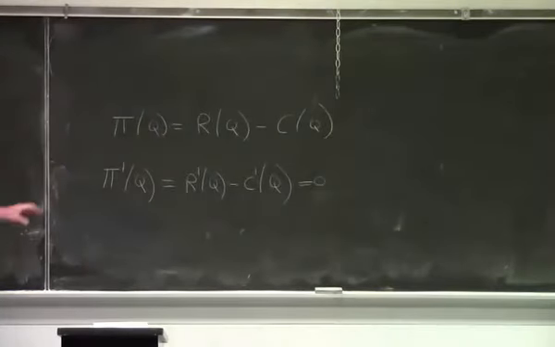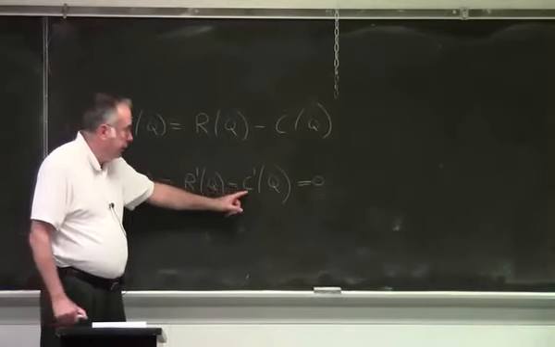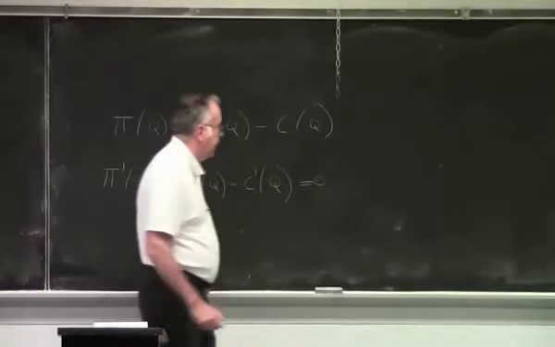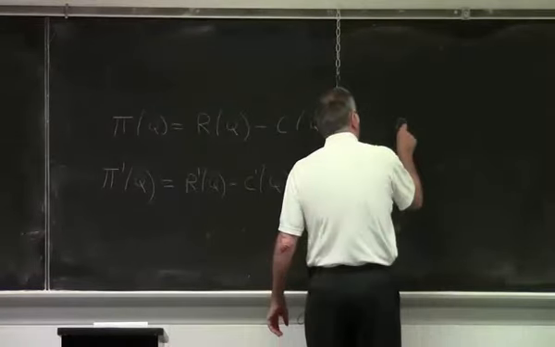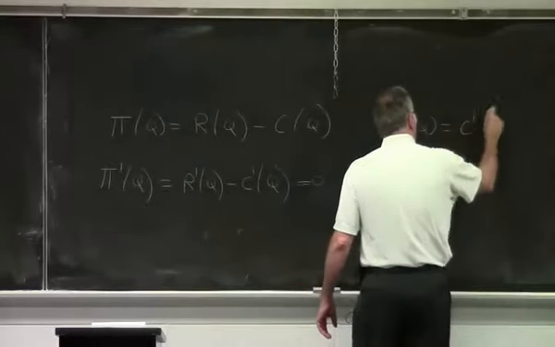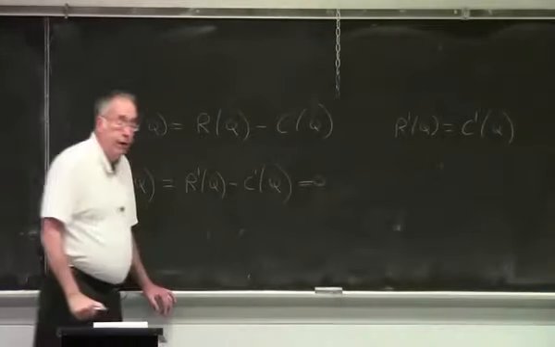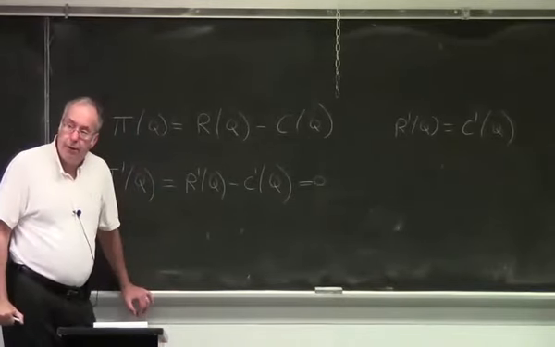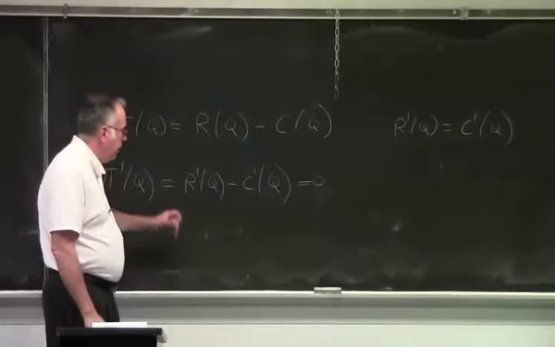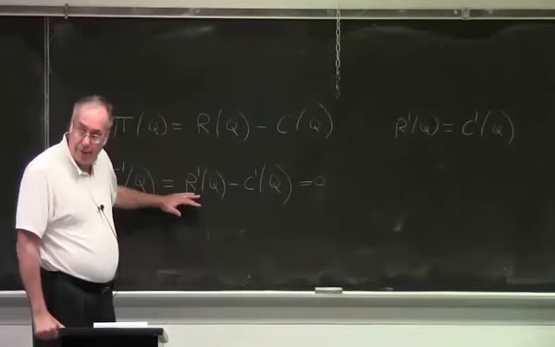So let's take this equation here: R prime of Q minus C prime of Q equals 0. Bring this C prime of Q over to the right, and we get R prime of Q equals C prime of Q. Marginal revenue equals marginal cost. So marginal revenue equals marginal cost is equivalent to the first order condition for profit maximization.